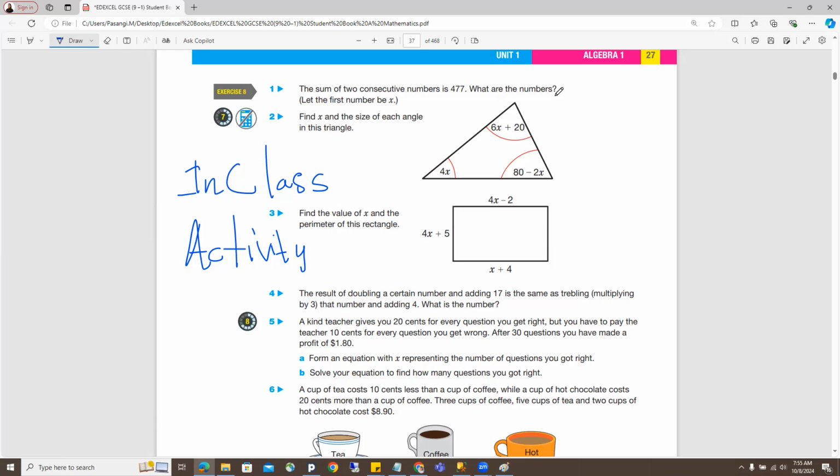We have to take that 6x plus 20 and 8 minus 2x together, right, Miss?